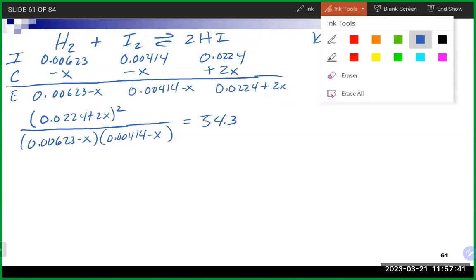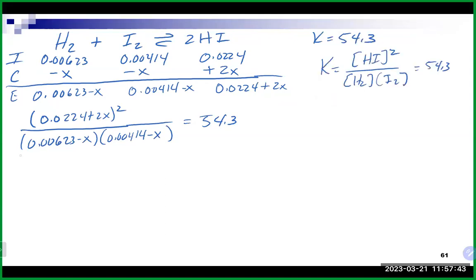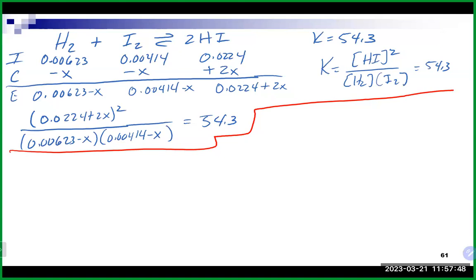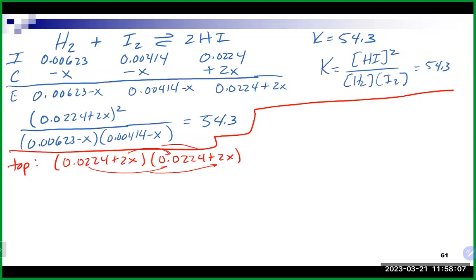I'm just going to break it apart and do them separately, and then put everybody back together here. So I'm going to do the top part first, on the left. The top part would basically be 0.0224 plus 2x, times 0.0224 plus 2x. Once again, we're going to go in and out right as we do that for both of these guys here.